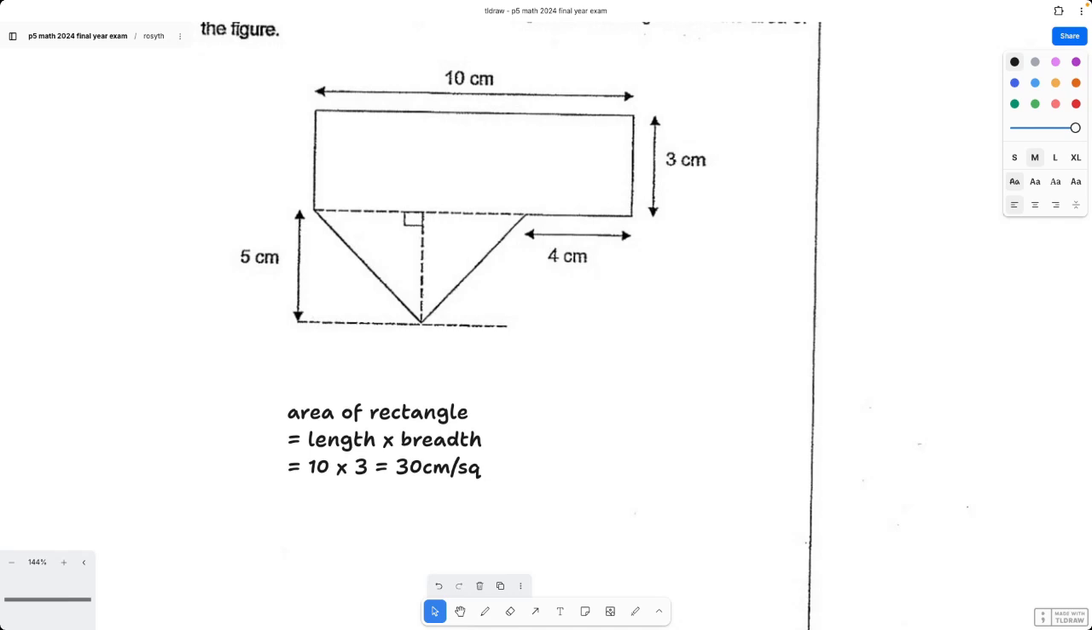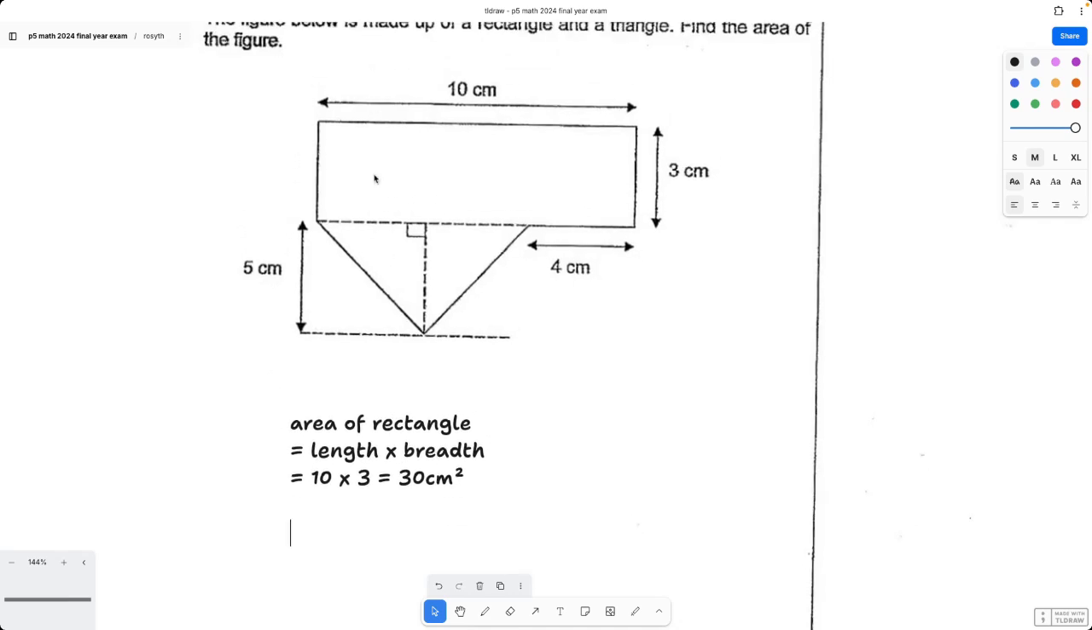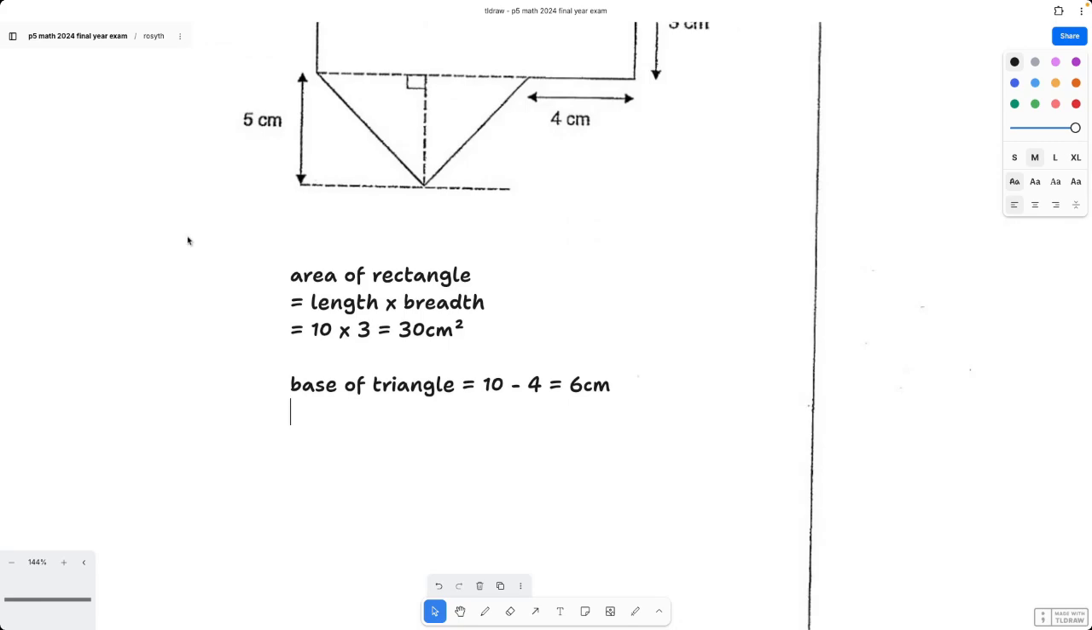Okay, so now the next part is how do we get the area of the triangle. So we know that this is 4 centimeters. So what is the base over here, right? So base of triangle is equal to 10 minus 4, which is equal to 6 centimeters. Then we know the height as well. So height of triangle is equal to 10 minus 5, which is 5 centimeters.